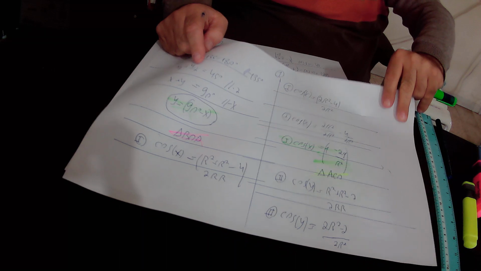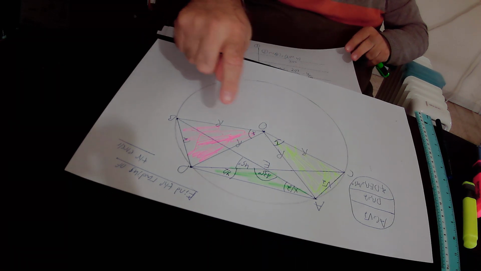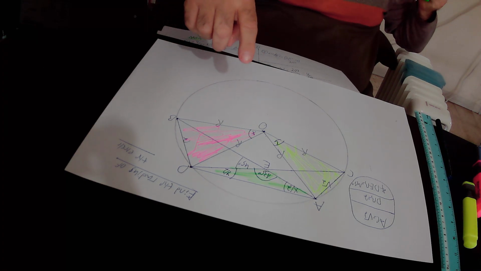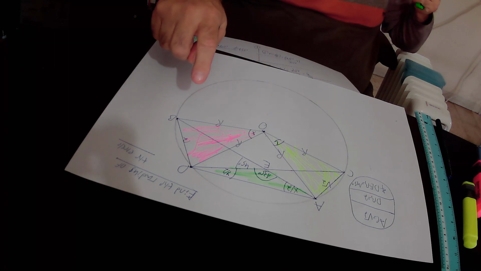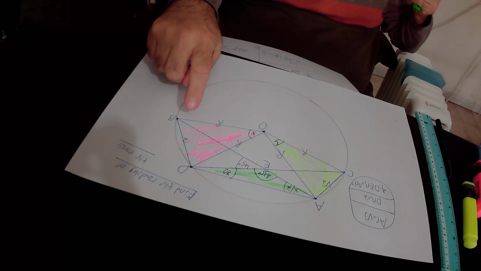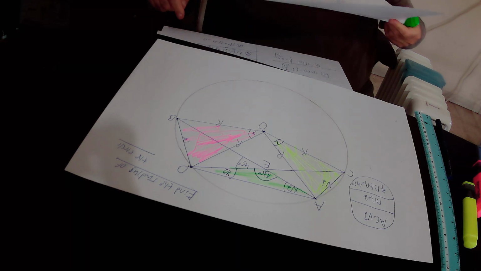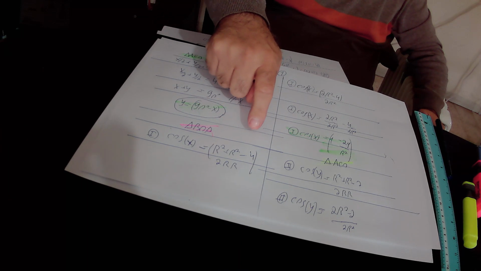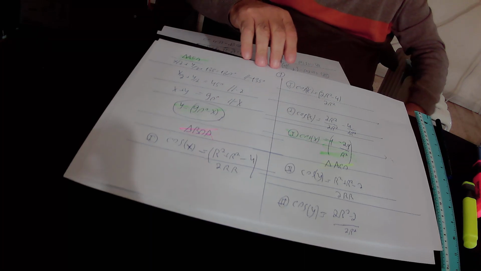Then we implemented the law of cosines on the pink triangle, triangle DOB. According to the law of cosines on the pink triangle DOB, cosine x equals r squared plus r squared minus 2 squared, that is 4, over 2 times r times r. I repeat, in the pink triangle DOB, cosine x equals r squared plus r squared minus 2 squared, that is 4, over 2 times r times r.